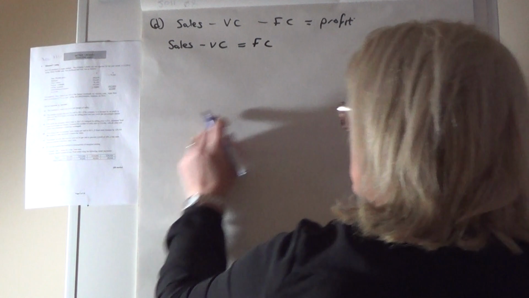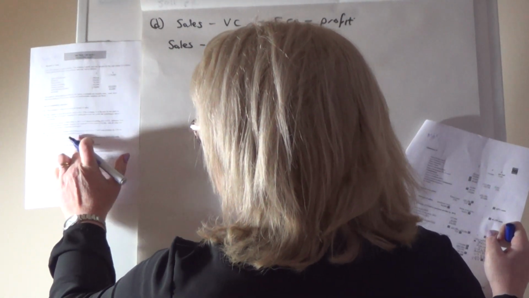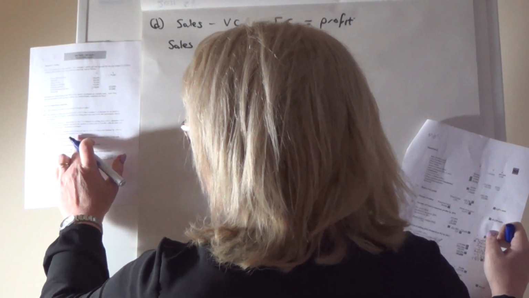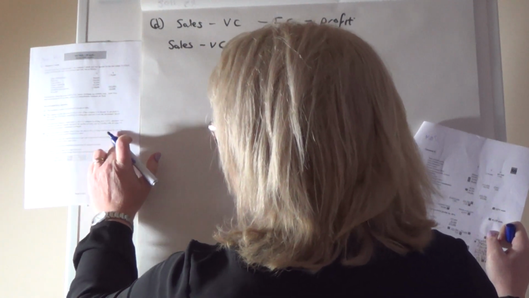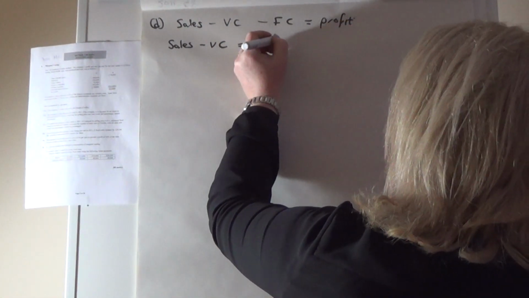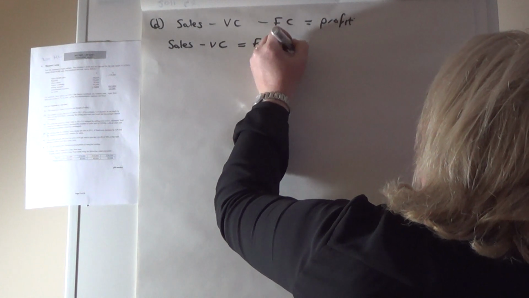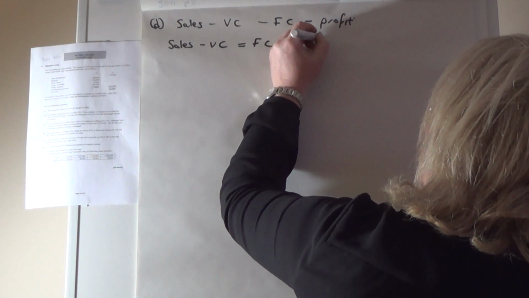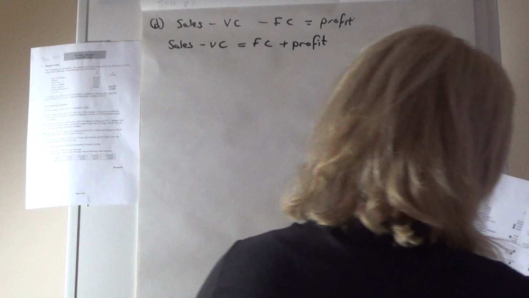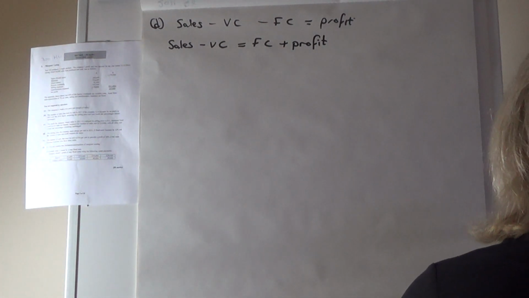So our fixed costs are known because it says that the fixed costs will increase by 12%, so we can calculate that, and the profit is going to remain the same. So the fixed costs plus the profit on the other side. So I'm going to fill in what I know then on that statement.